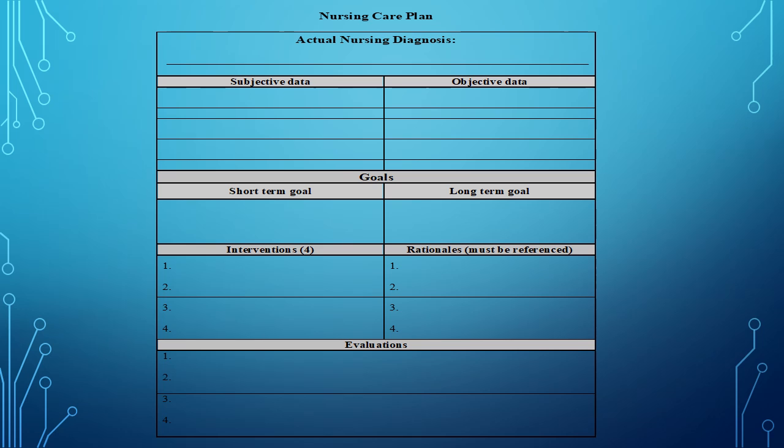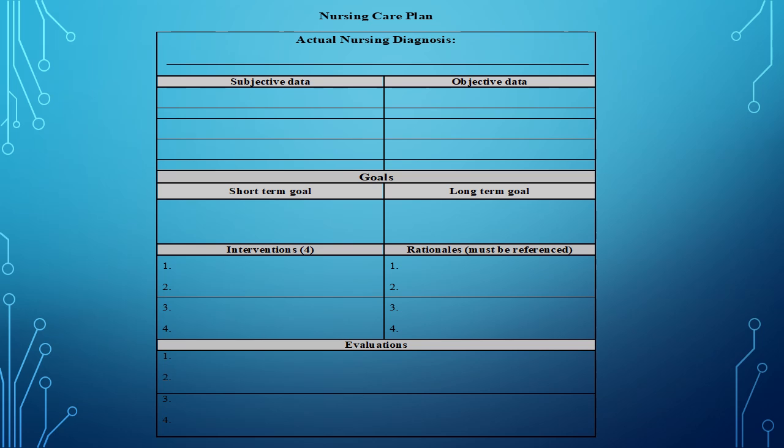So this is a very typical format for a written care plan. We have our nursing diagnosis at the top, the subjective and the objective data that substantiate that diagnosis. Again, these are defining characteristics. Then our short-term goal or goals and our long-term goal, our interventions, and the rationale.